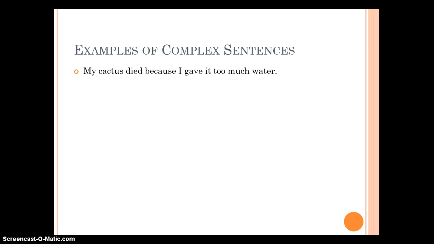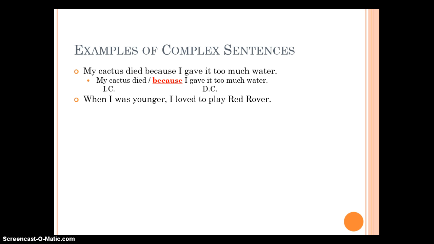Here are some examples of complex sentences. My cactus died because I gave it too much water. Because is a subordinating conjunction, and it is connected to the independent clause, I gave it too much water. That now makes it a dependent clause, which is following the independent clause, my cactus died. Together, that is a complex sentence. Here's another example: when I was younger, I loved to play Red Rover. The subordinating conjunction in this example is when, so the dependent clause is when I was younger, and the independent clause is I loved to play Red Rover.